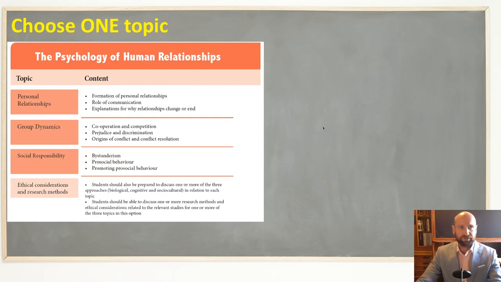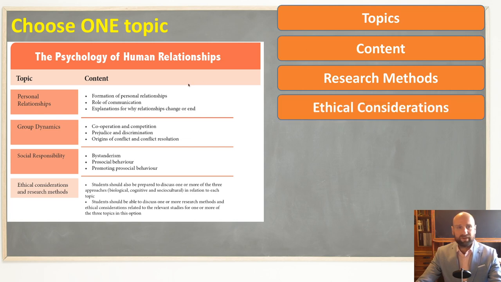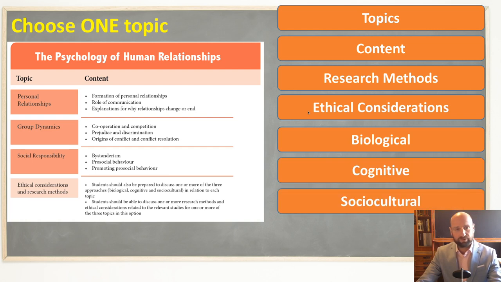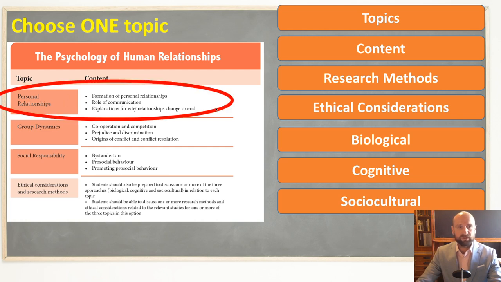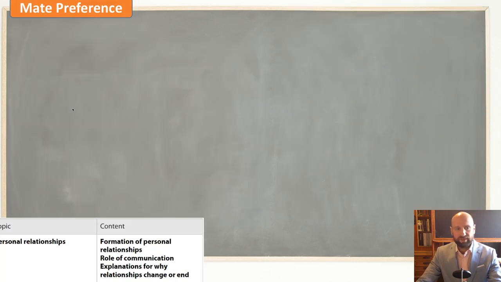Now, which topic do you choose? Well, the question could be about the topic heading or the content headings, so you have to consider the research methods, the ethical considerations, and the biological, cognitive, and sociocultural approaches. For me, the best one is personal relationships. When we look at all of these factors combined, I think this is the best, especially relating biological, cognitive, and sociocultural factors. When you have to prepare all of these things, this I think makes the most sense. Sure, these other ones could be prepared, but it's a little bit trickier. I really like personal relationships for this. So that's what we're going to look at here.